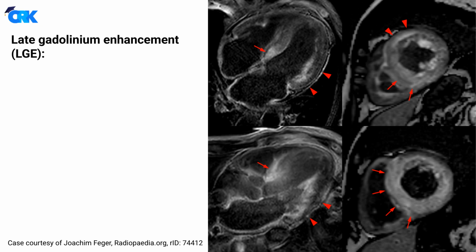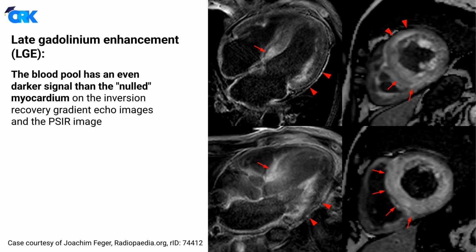Late gadolinium enhancement, LGE. It is conspicuous that the blood pool has an even darker signal than the nulled myocardium, not only on the inversion recovery gradient echo images but also on the PSIR image. This is due to high myocardial gadolinium uptake and fast blood washout, referred to as abnormal blood pool gadolinium kinetics.